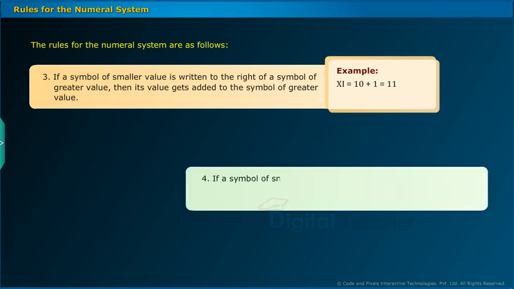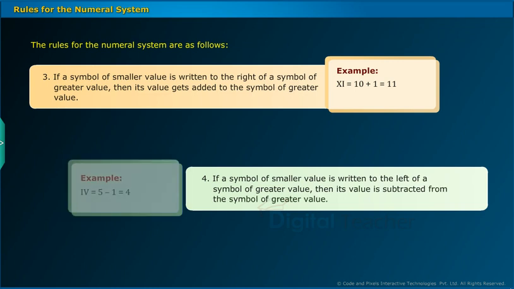If a symbol of smaller value is written to the left of a symbol of greater value, then its value is subtracted from the symbol of greater value. For example, in case of IV, I is written to the left of V. It means that 1 should be subtracted from 5, hence its value is 4.